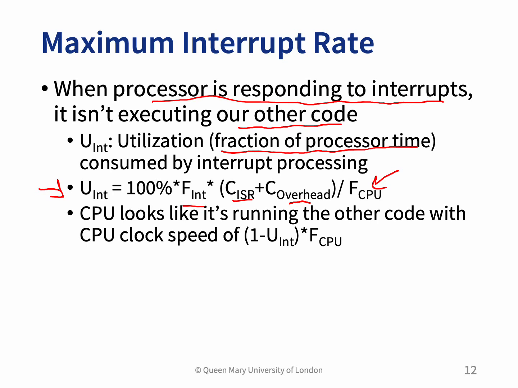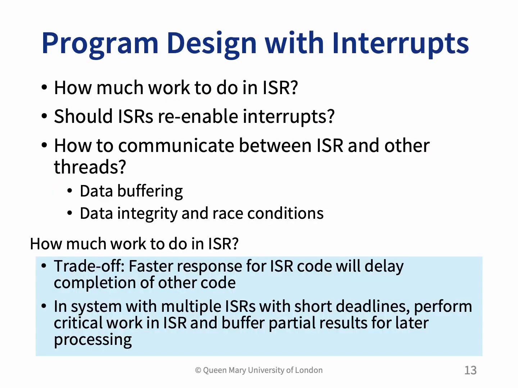For the utilization, of course, the CPU may look like it's running the code with a CPU clock speed of 1 minus the utilization rate times the F-CPU as well, okay?